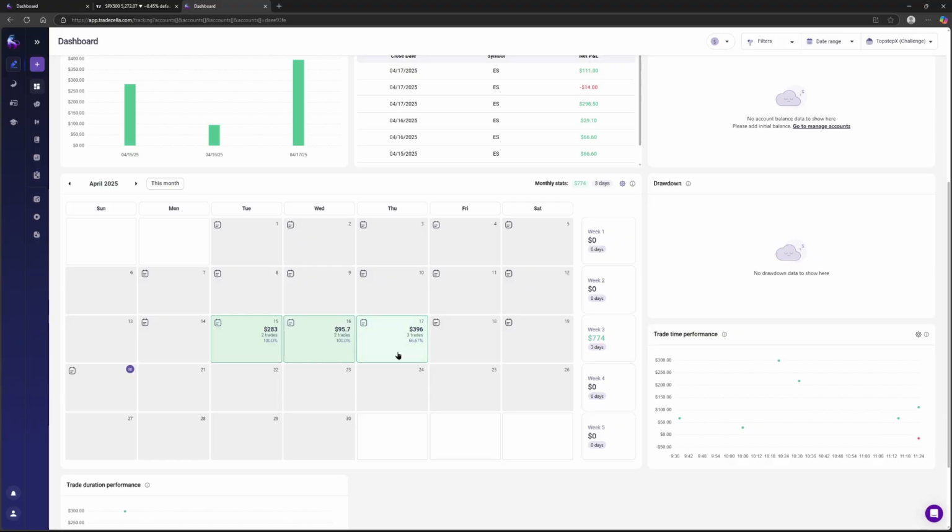Friday I didn't take a trade because it was a holiday. Oh bro, I'm glad I didn't take a trade, because I was going to get more aggressive. Because if you see the 15th, I took two trades. I took three trades, and the 17th I took four trades.